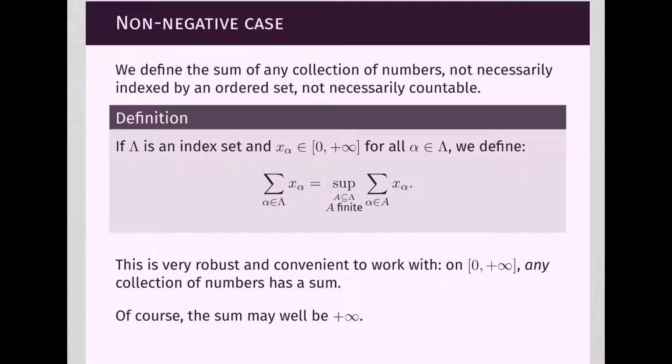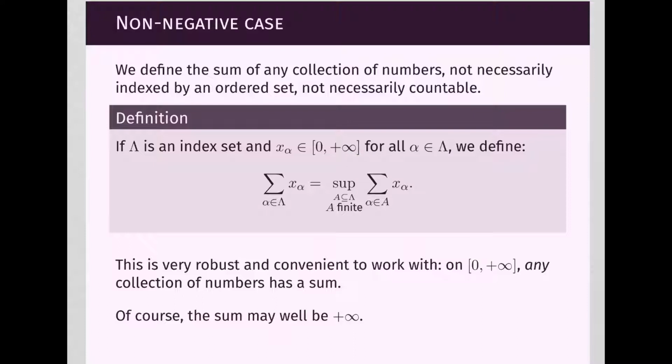So how do we compute an infinite sum? If we have a collection of numbers x indexed by some parameter alpha, this alpha doesn't need to be in a set which is ordered or not even countable. It's just a collection of numbers. They can be repeated, so that's why I'm indexing them by some numbers in some index set. They are non-negative. They are allowed to be plus infinity, but they are not allowed to be negative.